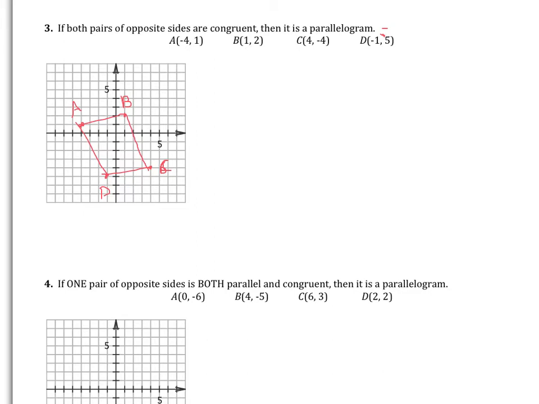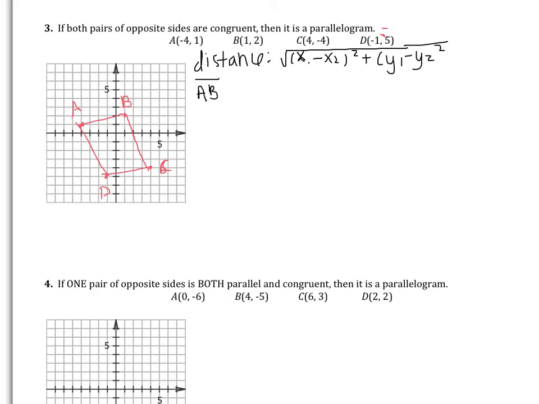This is going to use the distance formula. Let's see if we remember this. It's going to be x1 minus x2 squared plus y1 minus y2 squared, and it's the whole square root of that. So I'm going to have to find the distance between AB and CD, and those should be the same. And then I'm also going to have to do BC and AD, and those should be the same. So yes, I'm going to have to do the distance formula 4 times. No whining, it's not that bad. Let's start with AB.